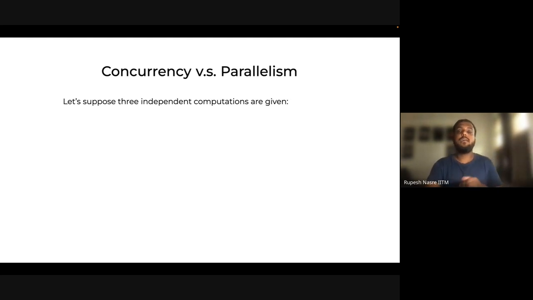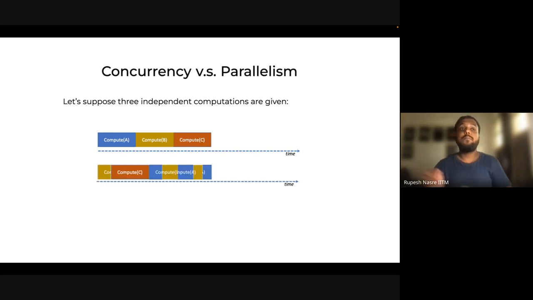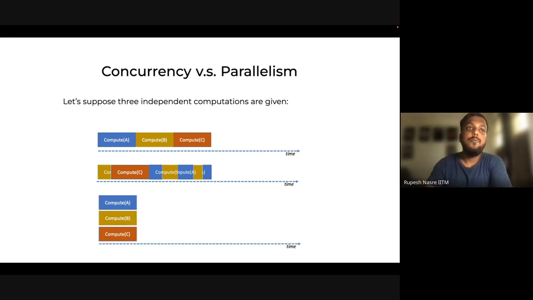Okay, so we can compute this in possibly three manners, right? First, we can compute A, then compute B, then compute C. Second, we can compute a portion of B, a complete C, then a portion of A and then a portion of B, like this. Or in the third one, we can compute A, B, and C simultaneously. So which one is sequential according to you? The first one, second one, or third one?